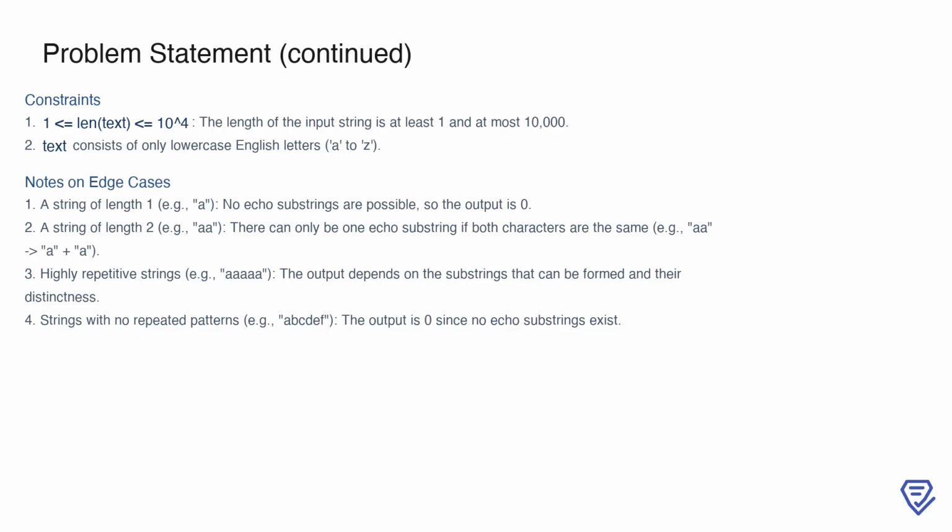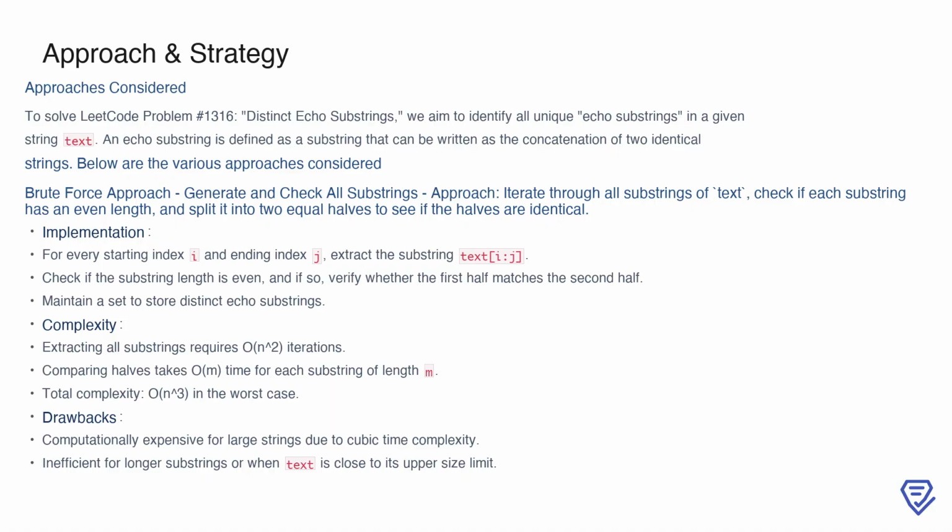finding an efficient solution. To solve the problem of finding all distinct echo substrings in a given string, we first considered a brute force approach. Here, the idea is straightforward. We generate all possible substrings of the input string and check whether each one qualifies as an echo substring. An echo substring is defined as having an even length, which can be evenly split into two identical halves. The implementation involves iterating through all possible starting and ending indices of substrings, extracting the substring, and verifying if the two halves are equal. We then store each valid echo substring in a set to ensure uniqueness.